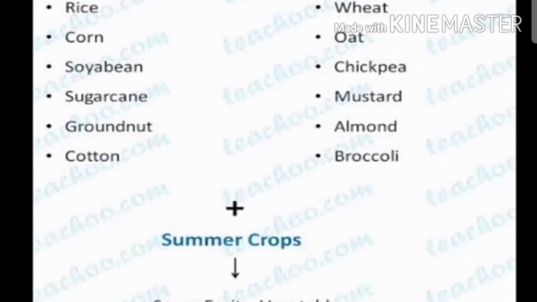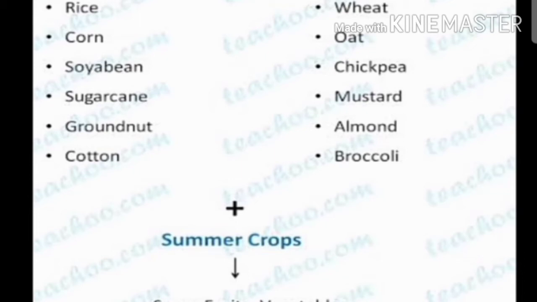Rabi crops are sown especially in the winter season. They are mostly grown in the winter season from October to March. For example, wheat, oat, chickpea, mustard, almond and broccoli. Another one is summer crops. Mostly some fruits and vegetables are grown in the summer season from the month March to June. For example, cucumber, watermelon and bitter gourd. In our language we call it karela.